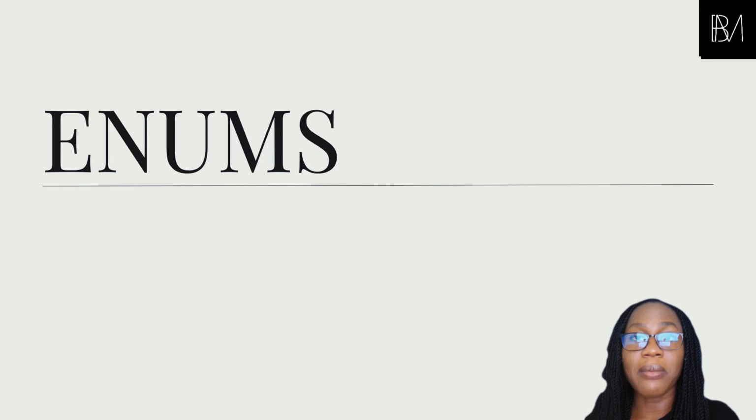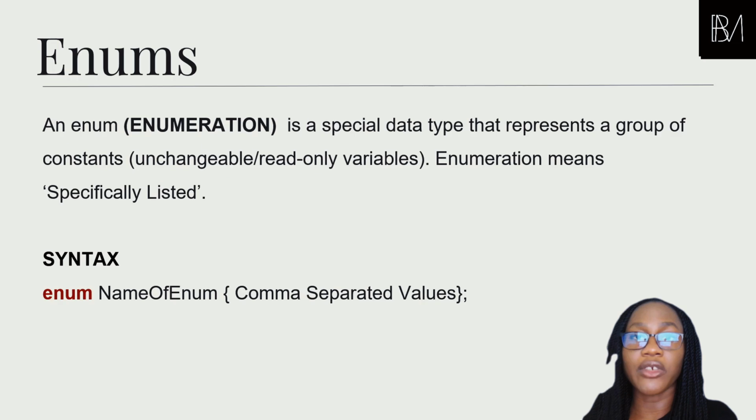So enums are something that are quite repetitive in C# coding. An enum is short for enumeration, and it's a special data type that represents a group of constants. Enumeration means specifically listed. So it's like creating unchangeable read-only variables. You're creating a list of variables that cannot be changed. And this is the syntax.